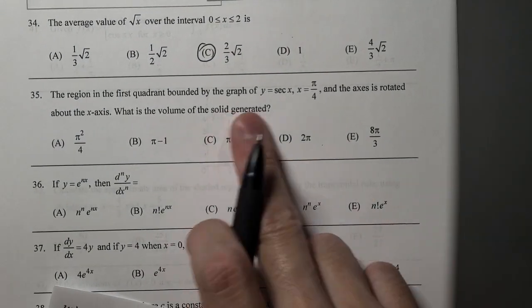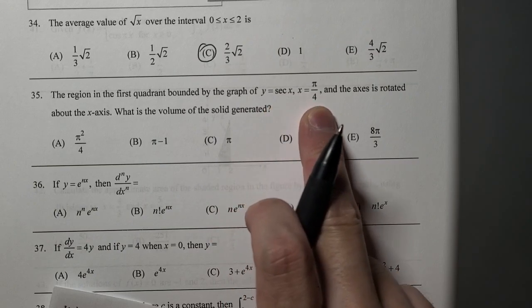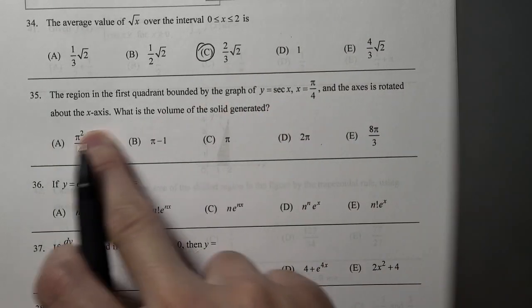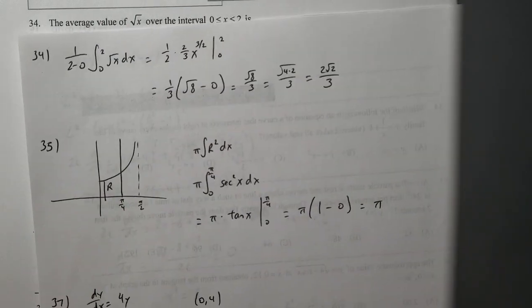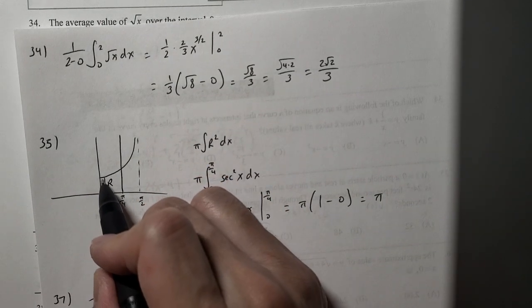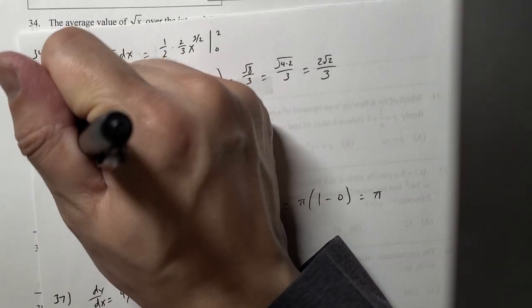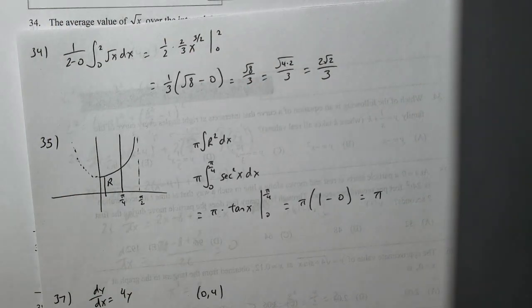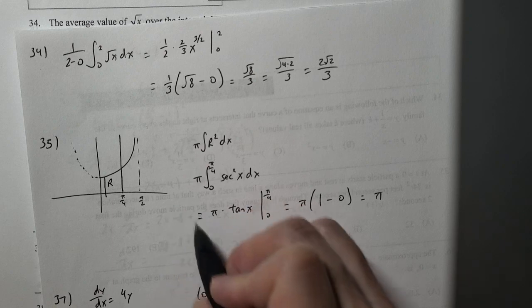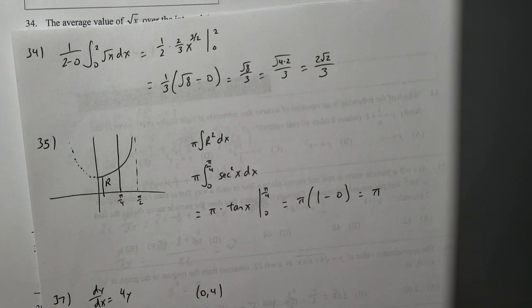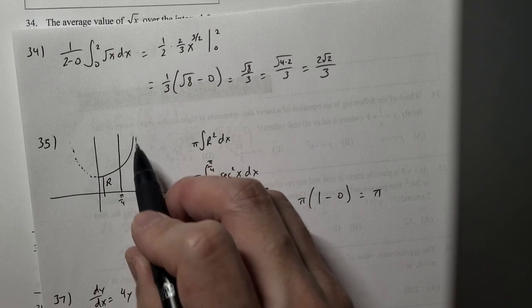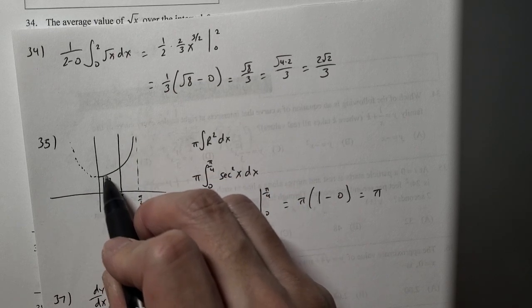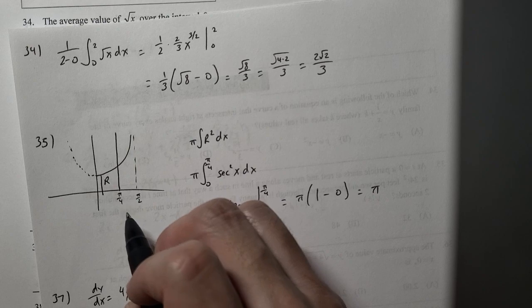Region in the first quadrant bounded by y is secant x, x is pi over 4, and the axes is rotated about the x-axis. What is the volume of the solid generated? Okay, let's sketch the region. Remember how secant x looks? Hopefully you do. It looks something like this, right? Like this, and then there'll be one down here, and then another one up here, something like that. But from 0 to pi over 2, remember secant is undefined at pi over 2, so there's an asymptote there. It'll look something like that.